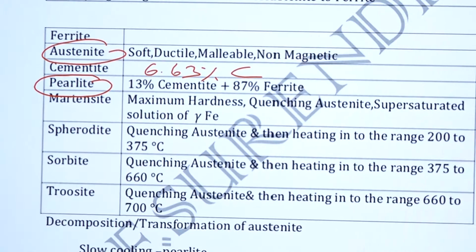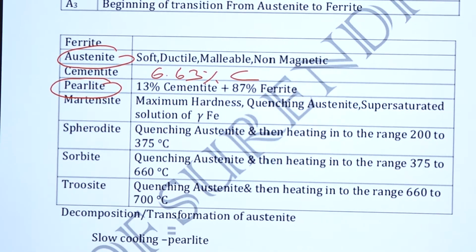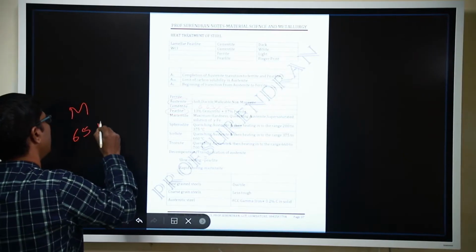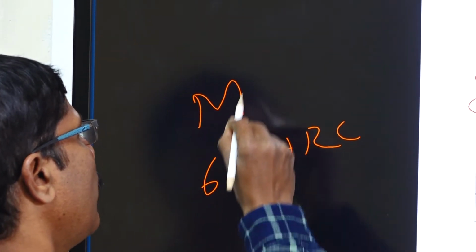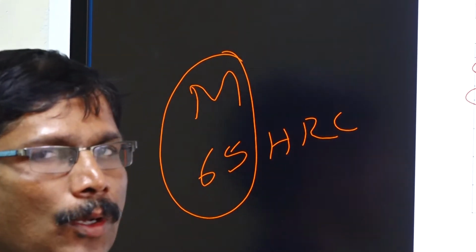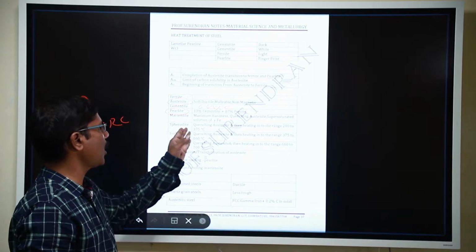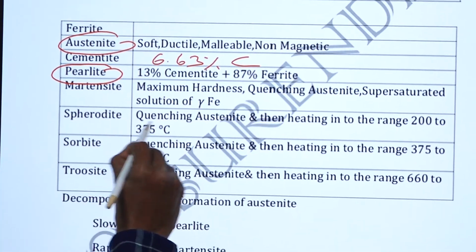And we have martensite. Martensite has the maximum hardness. So martensite hardness is 65 HRC. You can remember it by martensite 65. Okay. Next is spheroidite. Spheroidite is found from quenching austenite.